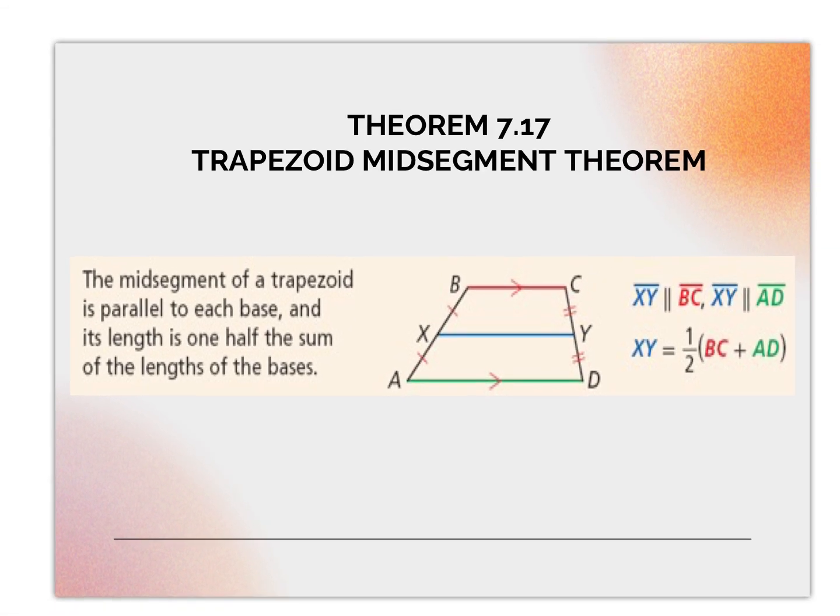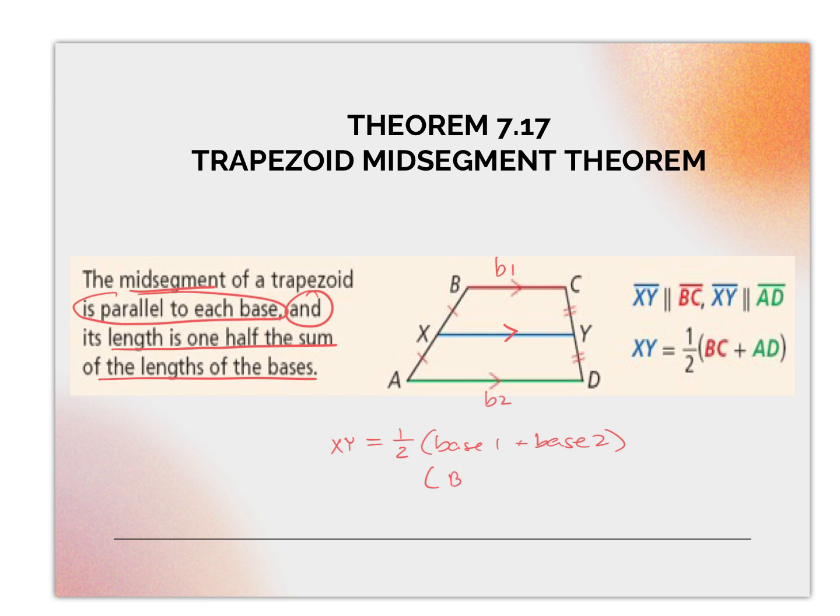So the mid-segment theorem tells us two things. It tells us that the mid-segment is parallel to each base, so XY is going to be parallel to BC and AD, and it tells us that the length is 1/2 the sum of the lengths of the bases. So in other words, XY is going to be half of base 1 plus base 2. Base 1 and base 2 in this problem, let's say it's BC plus AD. So it's half of that.